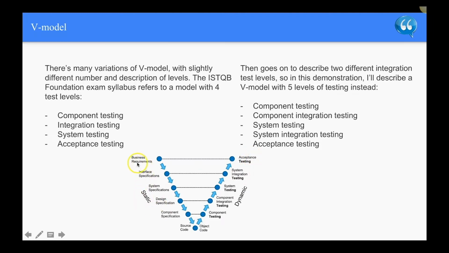So basically, each side corresponds to the other side. At the end of the acceptance test, the tester is going to have to refer back to the business requirements and see that it matches the business requirements, and so on.